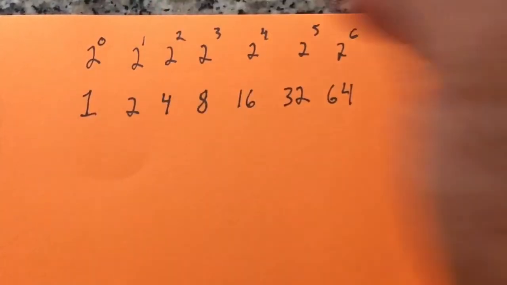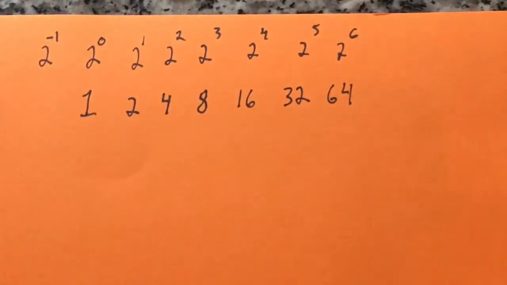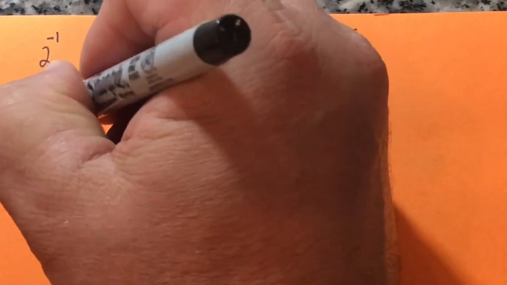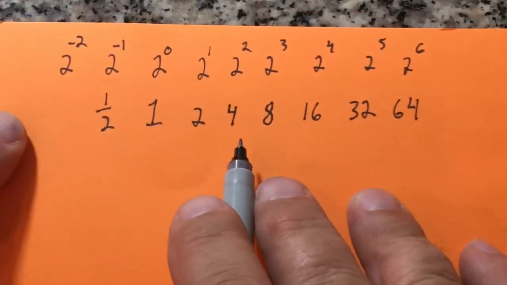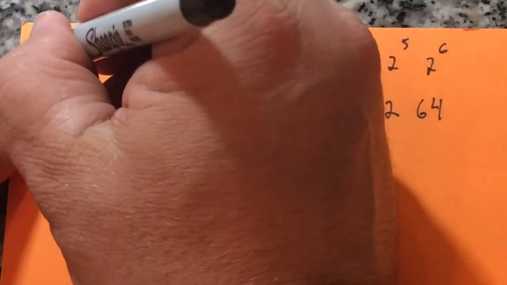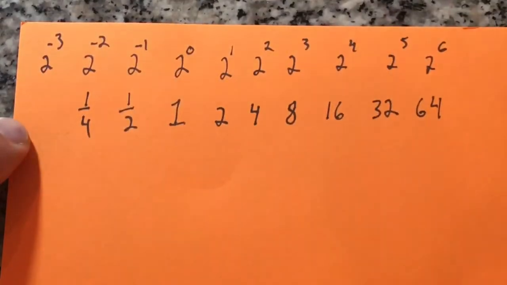2 to the 0 is nice to know. That's 1. 2 to the negative 1. Well, 2 to the negative 1 is 1 over 2. 2 to the negative 2 is going to be 1 over 4. And 2 to the negative 3, that's going to be 1 over 8.